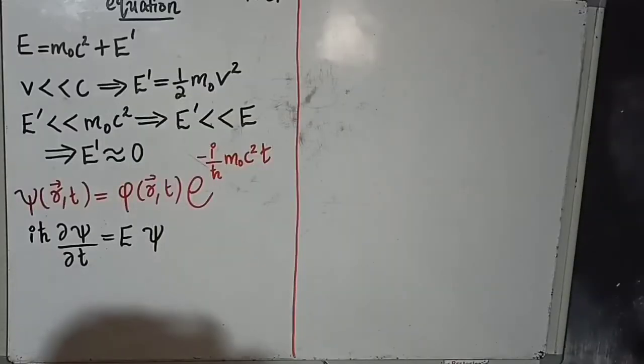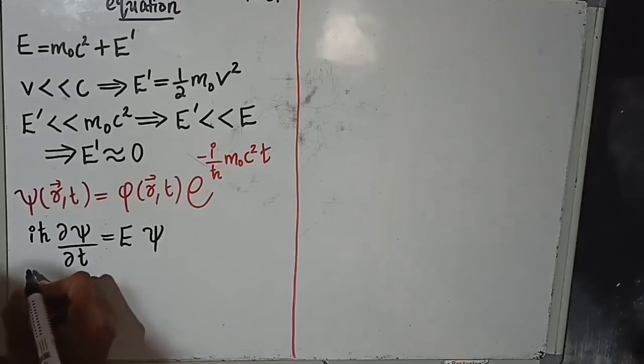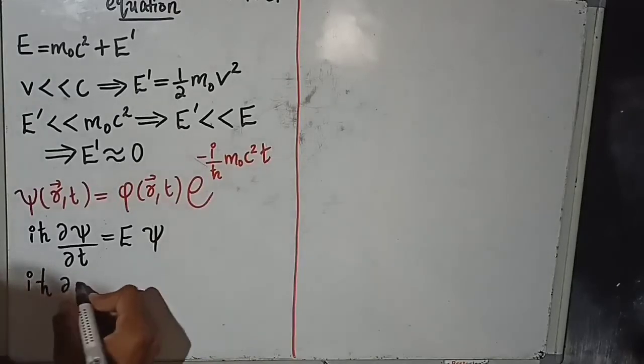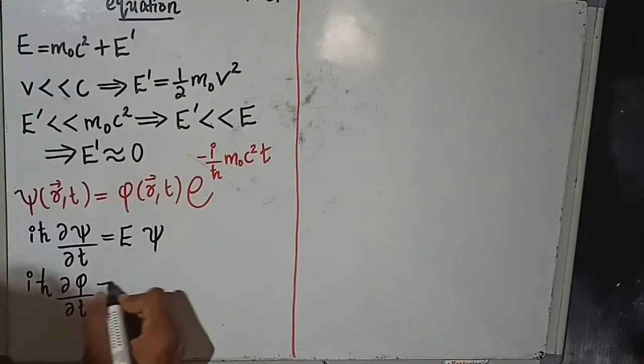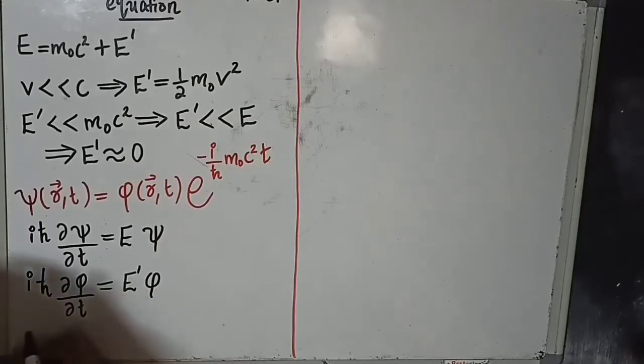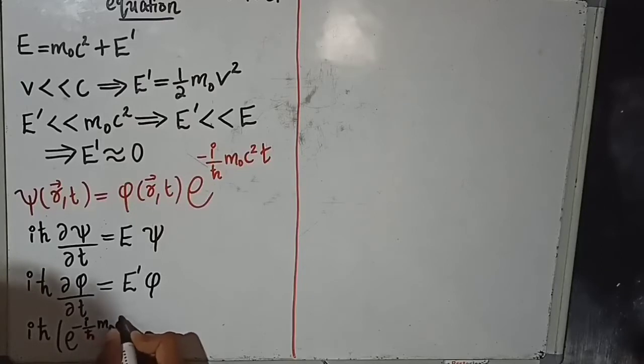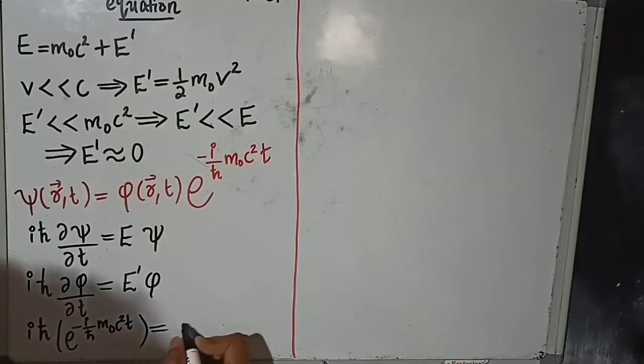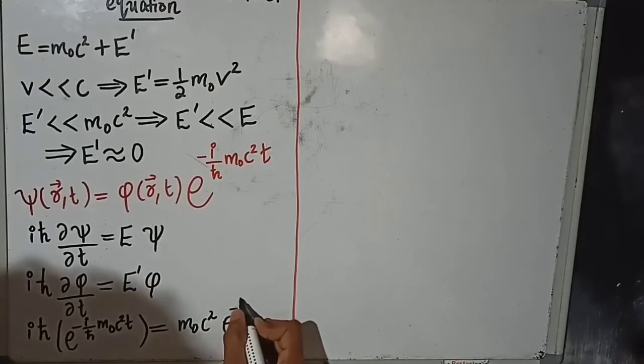If the energy operator acts on psi, that gives the total energy E. If the energy operator acts on the relativistic part phi, that gives the relativistic energy E dash. And that's why phi is called the relativistic part. If the energy operator acts on the exponential part, that gives the rest mass energy m0 c square. So it's called the non-relativistic part.